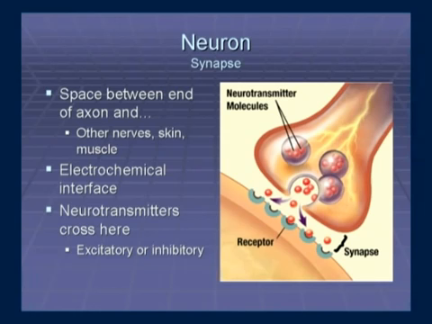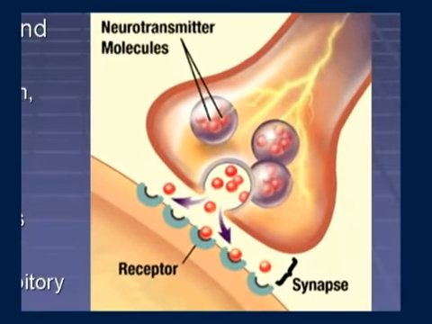This is the end of the neuron. This is how it communicates with whatever it's trying to talk to, a skin, a muscle, or another nerve. So, like I said before, the electrical depolarization through the neuron doesn't simply just electrically depolarize the next one in line. What happens is neurotransmitters are released. There are lots of different types of neurotransmitters that you could broadly group into excitatory and inhibitory.